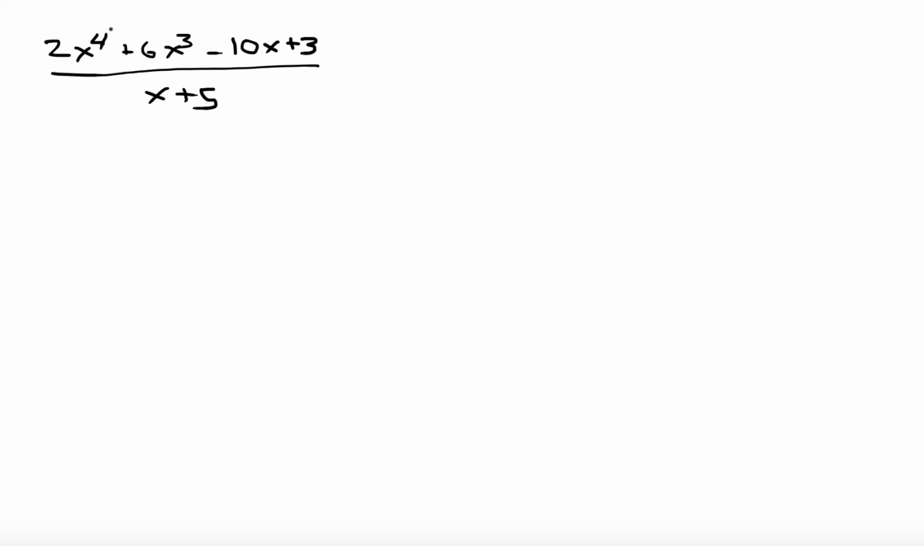All right, so here we want to divide 2x to the fourth plus 6x cubed minus 10x plus 3. And that's the dividend. And we want to divide that by x plus 5. Okay, here we want to use synthetic division.